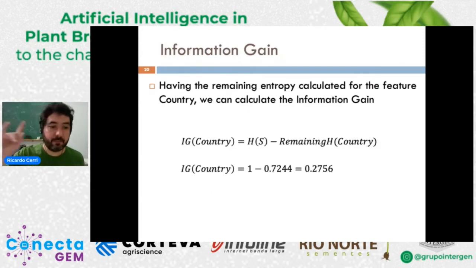But first, having the remaining entropy for the feature country, we are going to calculate the information gain for the feature country. The information gain is 1, which is the entropy of the whole data set, minus the remaining entropy for the feature country, which gives us the value 0.756. Keep this value in mind, because this is the information gain of the feature country. Now we are going to perform these same calculations for the other features.